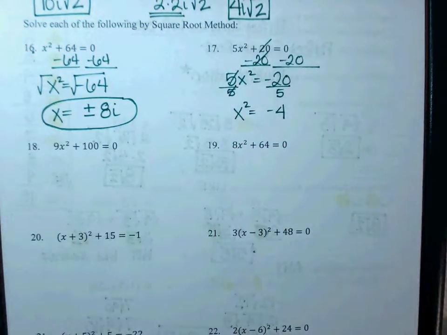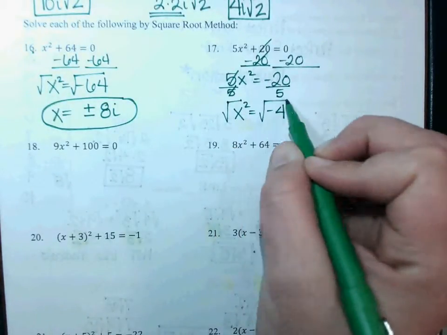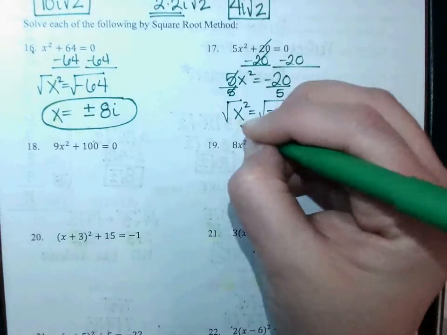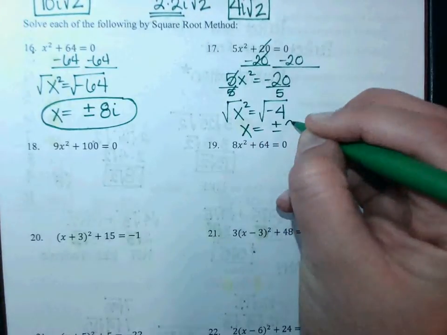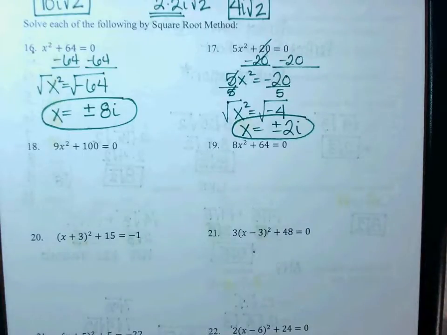And now to get rid of the little 2, the squared, I have to take the what? Square root. What's the square root of negative 4? Plus or minus 2i. And remember that the i comes from the fact that it was negative, but the square root of 4 is still 2. Okay?